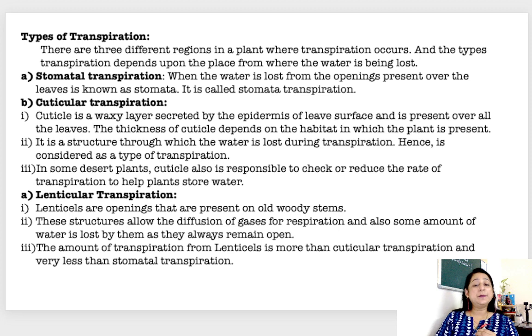Next is types of transpiration. What are the different types of transpiration? A very important question. इकट्ठा कोई आपको नहीं पूछेगा. Write down the different types of transpiration. They will give you separate questions.